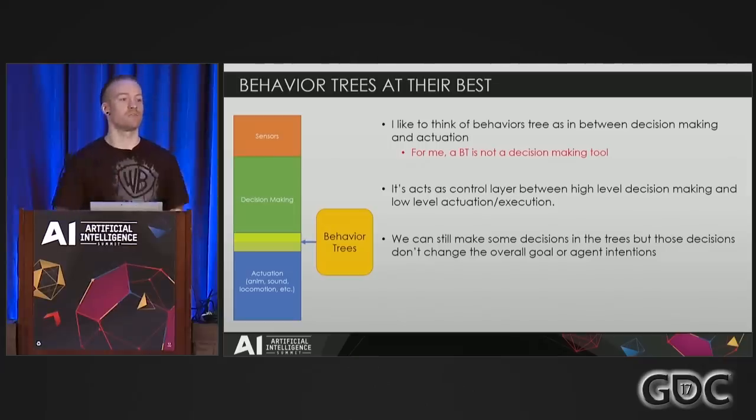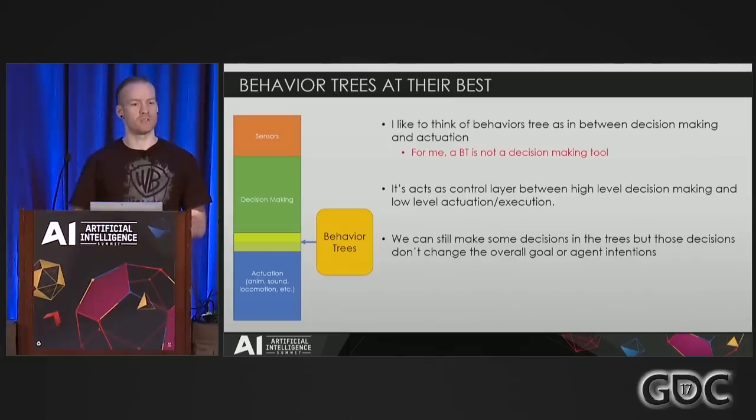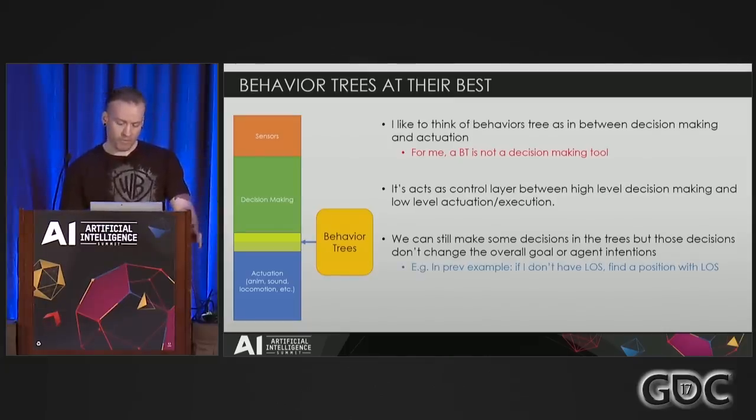If we've said, okay, you're fighting from cover, the behavior tree can make some decisions saying, hey, I should pop up now, or I should dodge to the left, or I should do a reload. But they should never say, you know what, I actually think it's better for me to go outside of cover right now, even though this is the cover behavior. For example, in the previous example, we made the decision that if I don't have a line of sight, I find a position with line of sight.